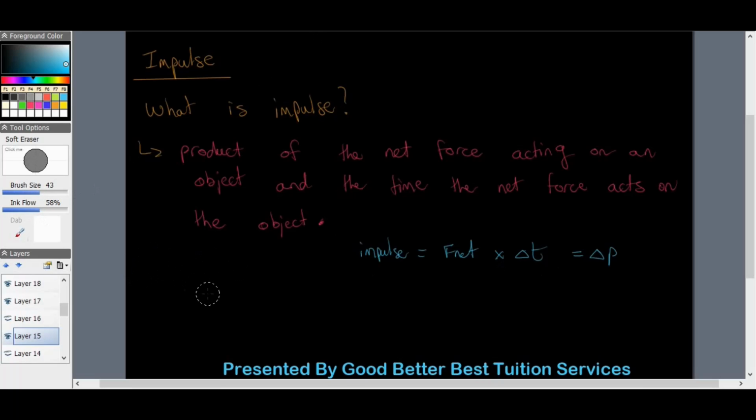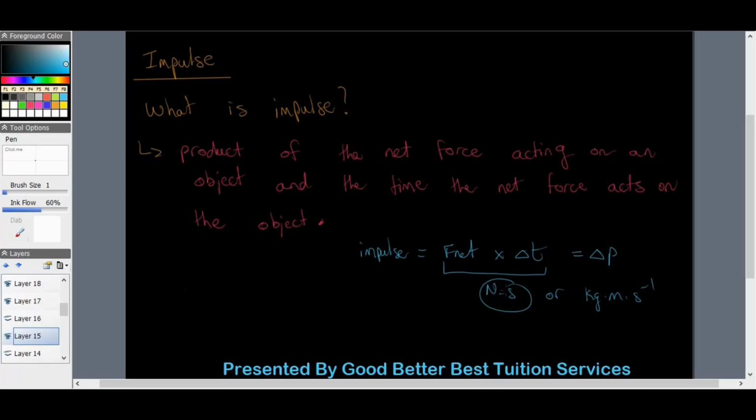It is a vector quantity. What is it measured in? Depending, if we calculate just this part over here, newtons per second. But when it's equal to the change in momentum, our answer can also be in kilograms meters per second. Most often, though, it's measured in newtons per second if we are using F net times delta t.